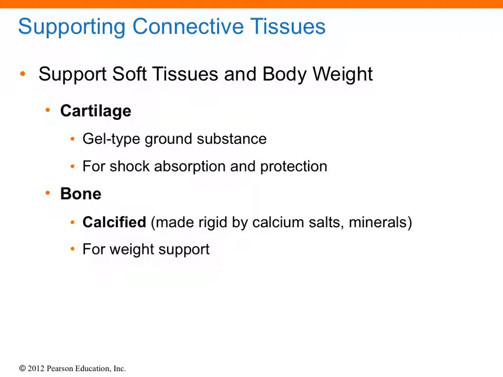Now we come to supporting connective tissue. Supporting connective tissue supports soft tissues and body weight. It includes cartilage and bones. Cartilage is a gel-type ground substance. It's used for shock absorption and protection. Bone is calcified. It's made from rigid calcium salts and minerals, and it's for weight support.